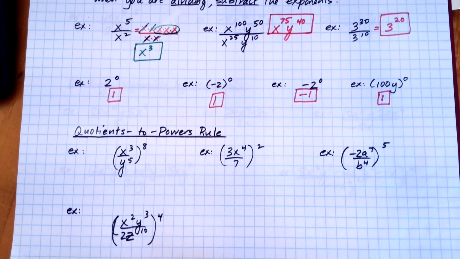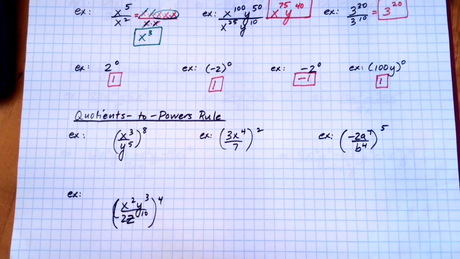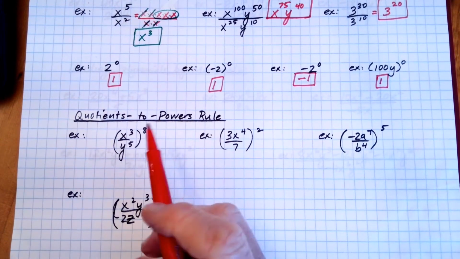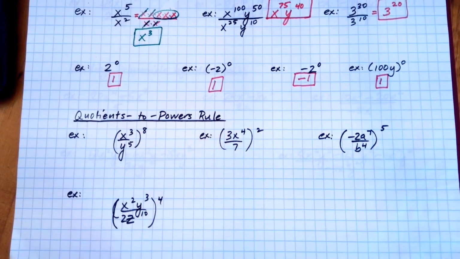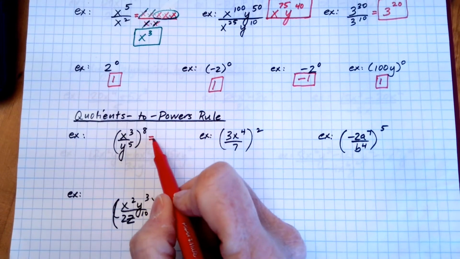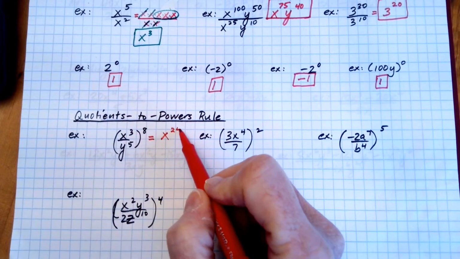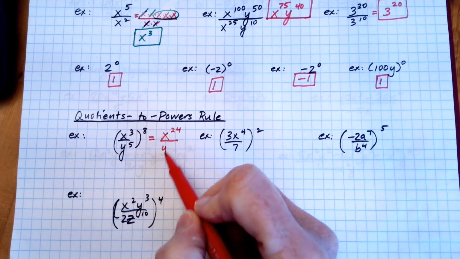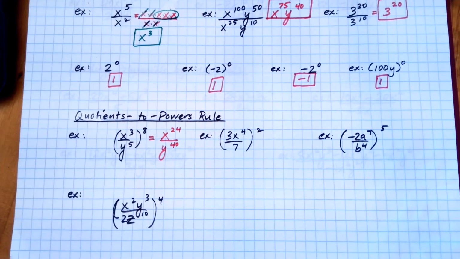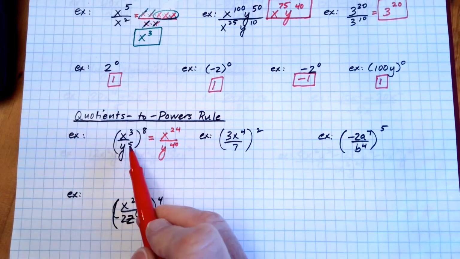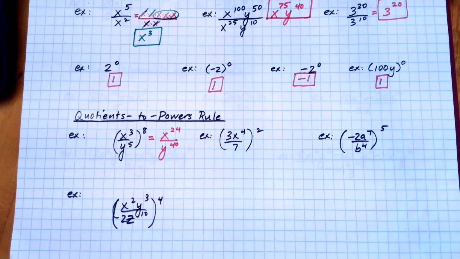All right. Then we talk a little bit about the quotient to powers rule. So when you're raising a power to a power, you multiply the exponents. So this would be x to the 24th over y to the 40th. 3 times 4 is 24, 5 times 8 is 40.